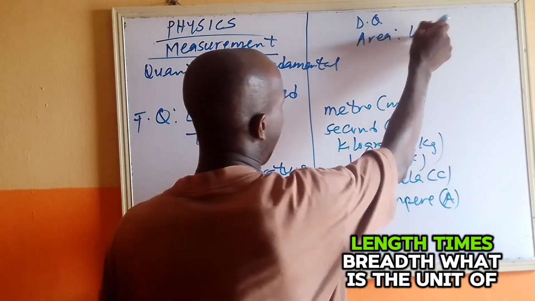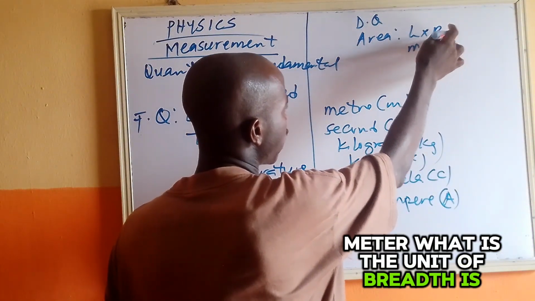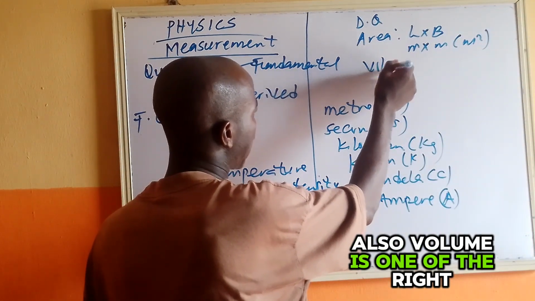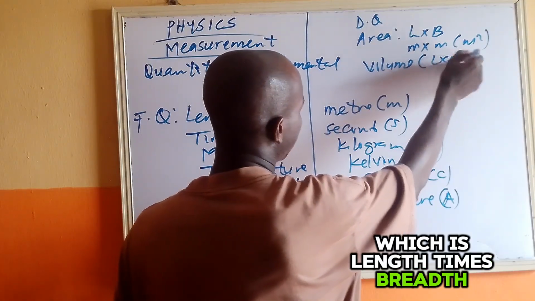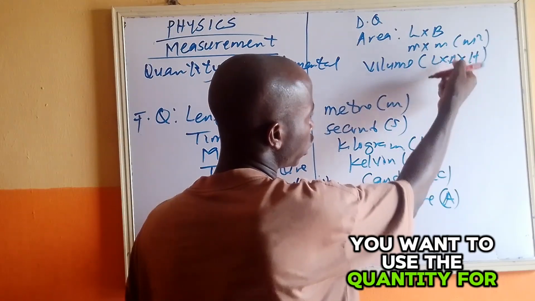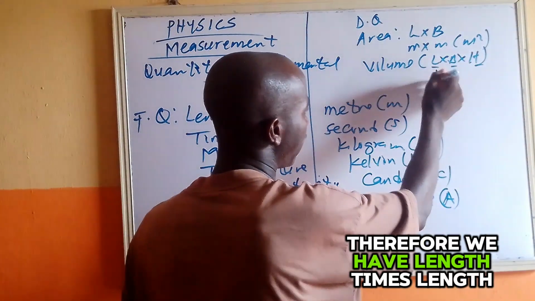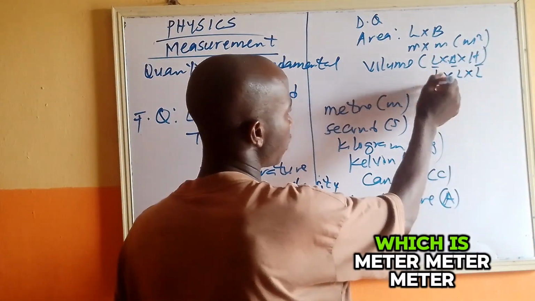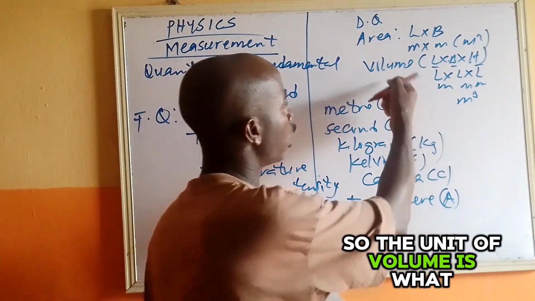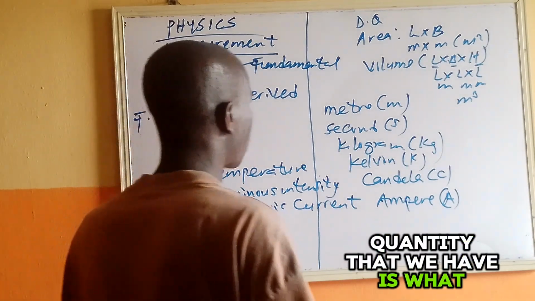So what is area? Area is length times breadth. What is the unit of length? Meter. What is the unit of breadth? It's also meter, which gives meter square. Also, volume is one of the derived quantities, which is length times breadth times height. Because there is no separate fundamental quantity for breadth and height, we make use of length for both of them. Therefore, we have length times length times length, which is meter cube. So the unit of volume is meter cube.